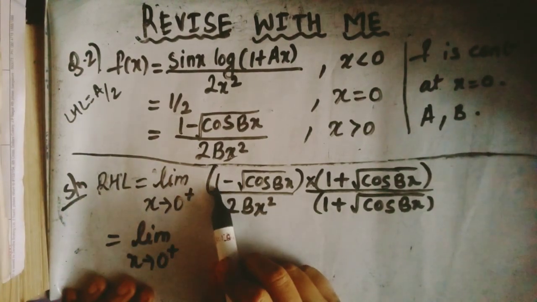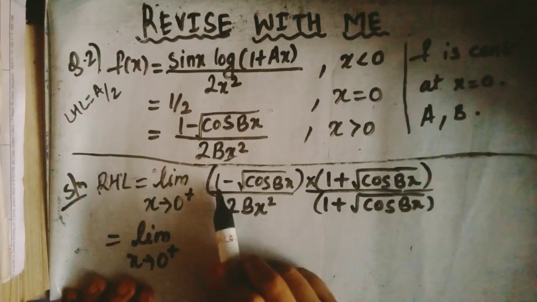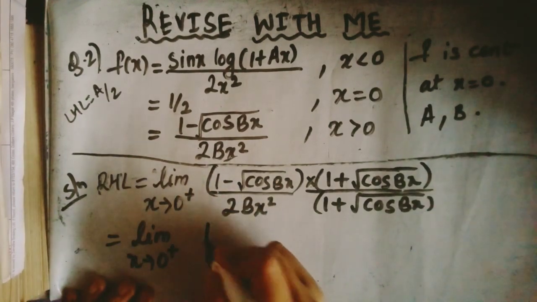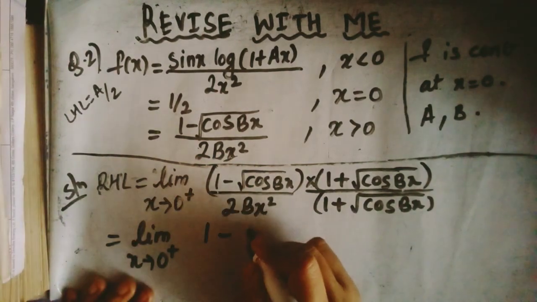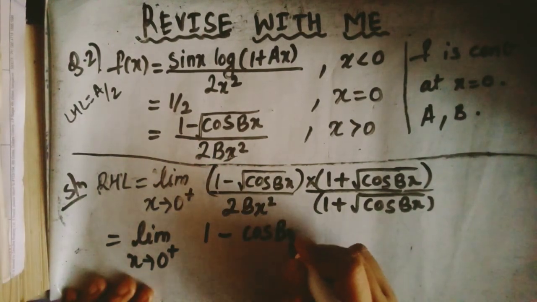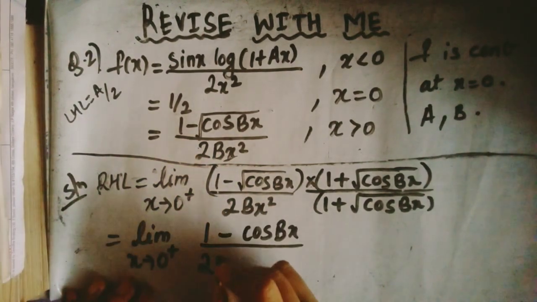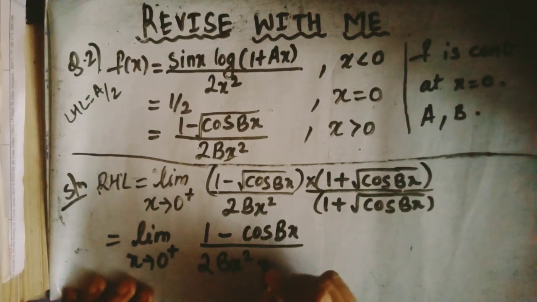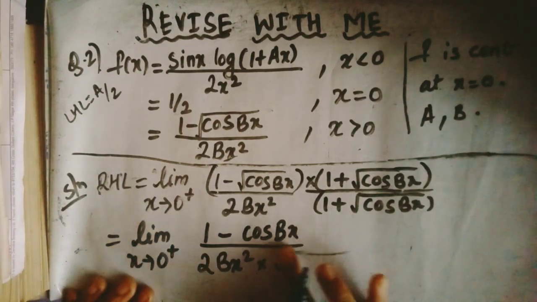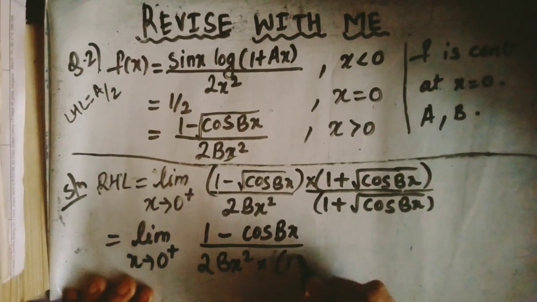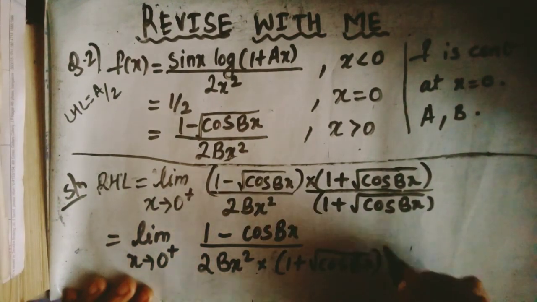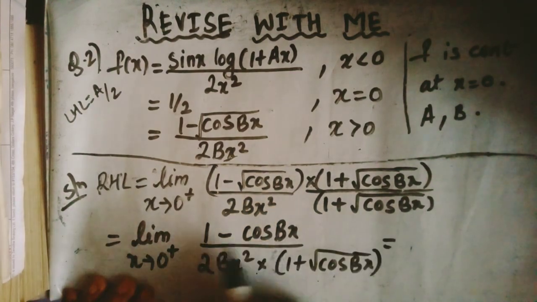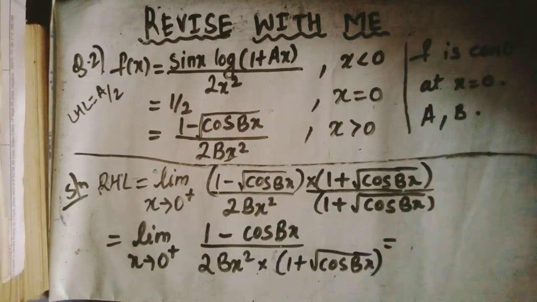1 square. This is a minus b, a plus b. So a square minus b square. So 1 square minus root cos bx the whole square. So you will get cos bx. Okay. Upon 2bx square into root 1 plus cos bx. Now for this you can use the half angle formula.